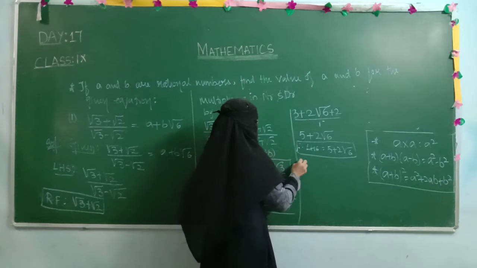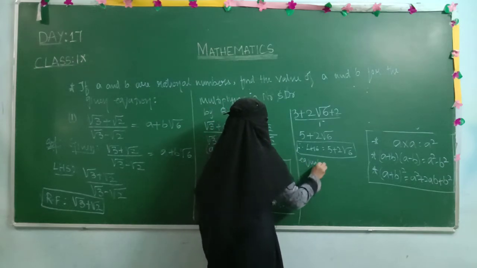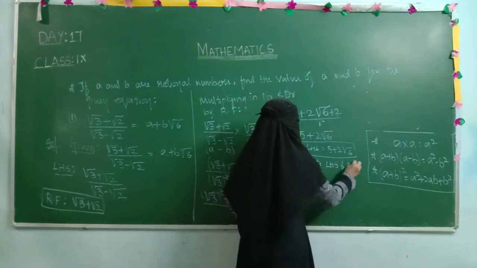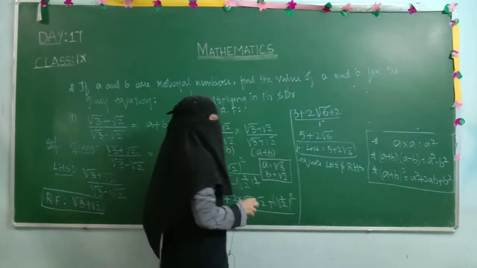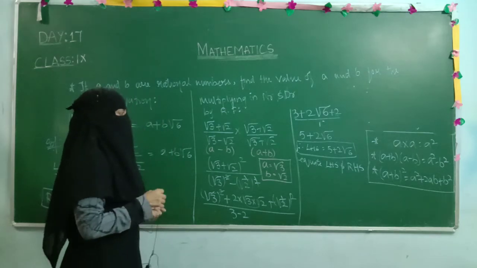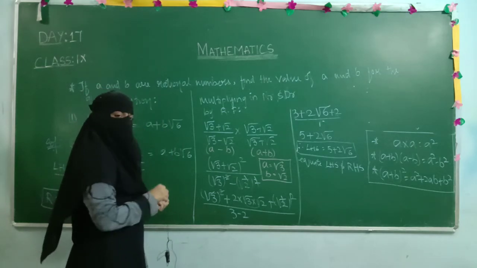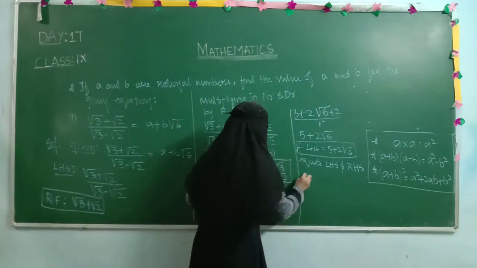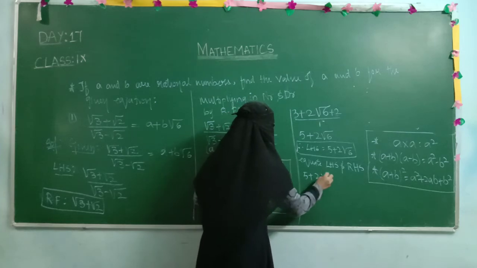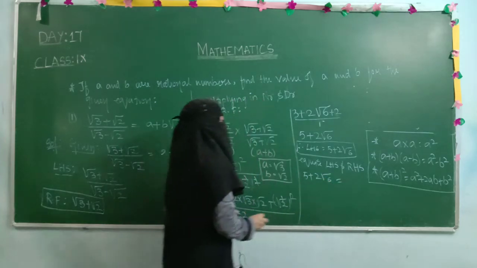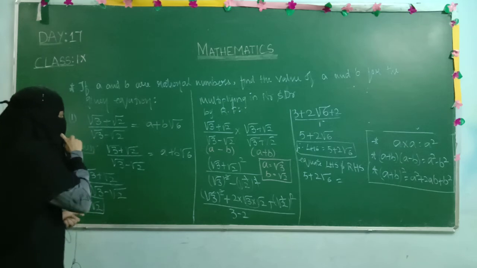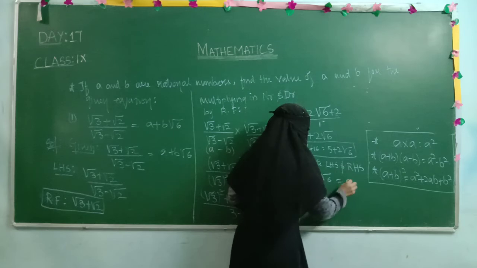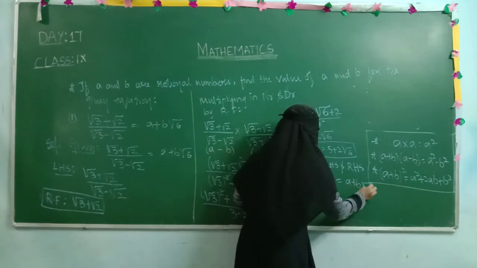Now we need to equate LHS and RHS, the LHS part and RHS part, so that we can get the values of A and B. So what is the LHS part? We got here 5 plus 2 root 6 equals, now we need to write the RHS part. What is the RHS part? RHS is A plus B root 6.